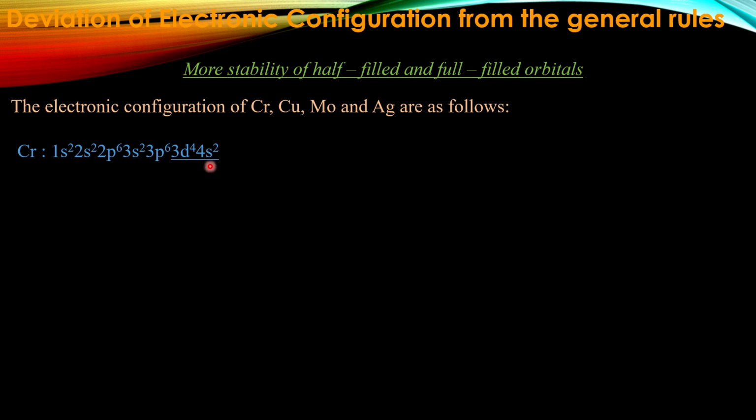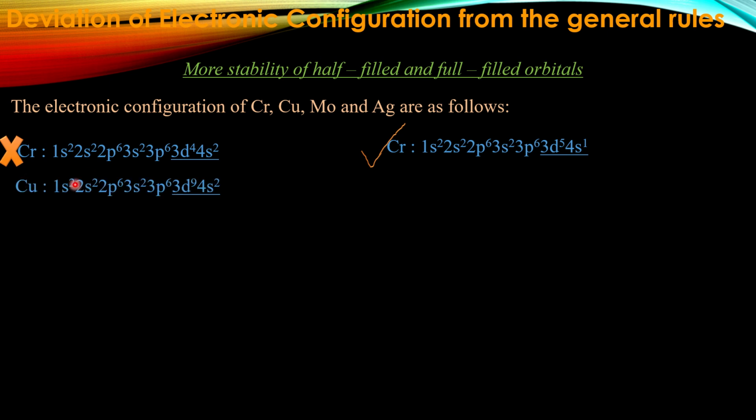But if one electron from 4s orbital goes to 3d orbital, then it becomes 3d5 and 4s1. And 3d5, that means the d orbital is half-filled, it will be a more stable configuration. So if the electronic configuration is 3d5 4s1, then it will become more stable. So this is the correct electronic configuration and this is the wrong electronic configuration. And here is the deviation from the Aufbau principle, deviation from the general rules.